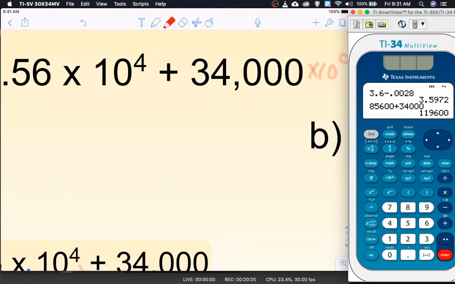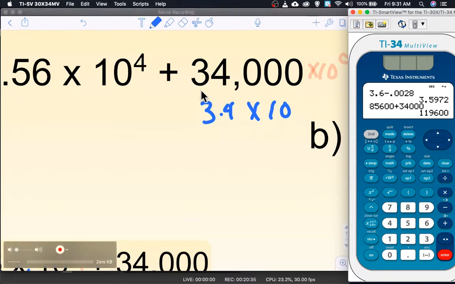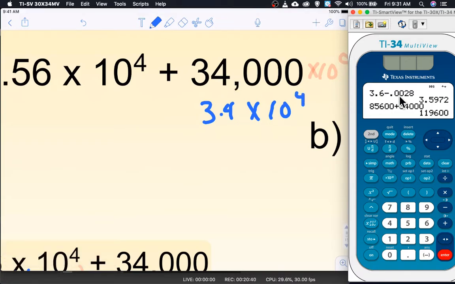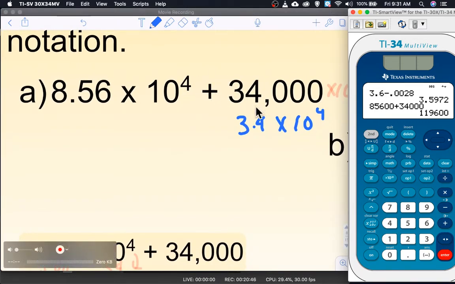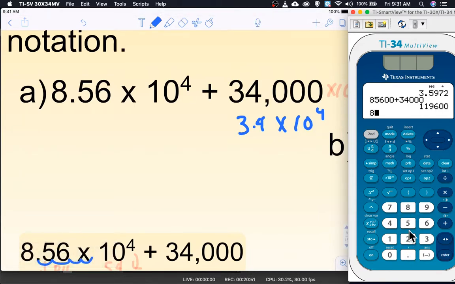Times 10 to the power of 0, that becomes 3.4 times 10 to the, this piece got smaller by 1, 2, 3, 4 places, so bigger by 4. And now, this one's kind of lucky because they have the same power of 10 to start. They're both 10 to the 4th power. So I can just add the decimal pieces, the 8.56 plus 3.4, and get 11.96 times 10 to the 4th power.